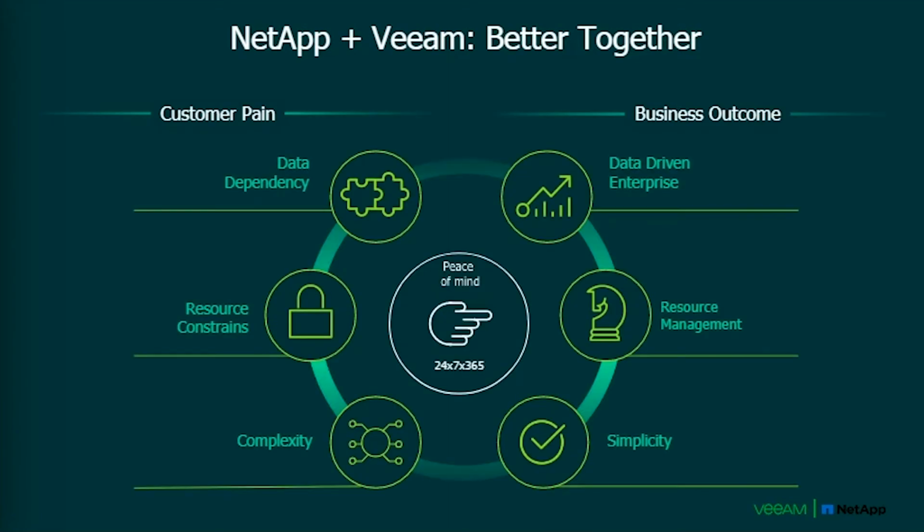So, of course, this better together story is really about solving customer pains and achieving business outcomes. One of the customer pains that we've set out to tackle is, of course, data dependency. Now, we don't just look at data in isolation, data by itself. Data is interdependent with different applications, with different localities of where the data needs to be, and business outcomes that we are bringing together around data-driven enterprises.